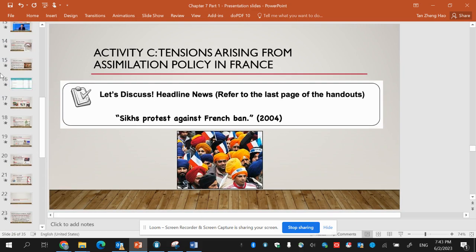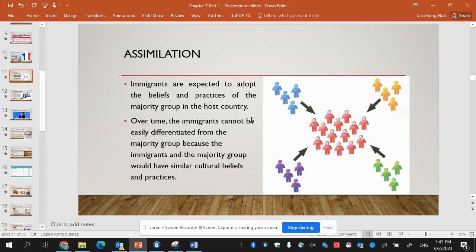So assimilation, although it's very well intended, I want to make everyone the same so that everyone can interact with one another and blend with one another. Unfortunately, it's a bit extreme, because you look at these blue people, purple, yellow, green, they have their own culture, but they have to give up a lot of their culture to become like the majority. So it's also very demanding on these immigrants.